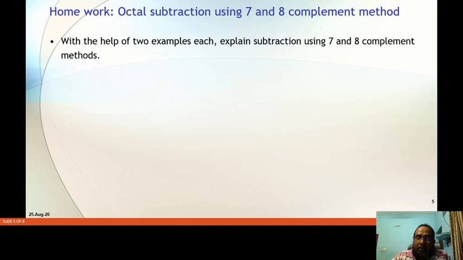Then there are ways by which you can do the octal subtraction using the 7's and 8's complement method. You have to read any textbooks or internet materials and see how the difference of two numbers can be found out by using the 7's and 8's complement method. Actually, we have seen the ones complement and twos complement; the same procedure applies for finding the difference of two numbers using the 7's and 8's complement method. Next is hexadecimal addition.